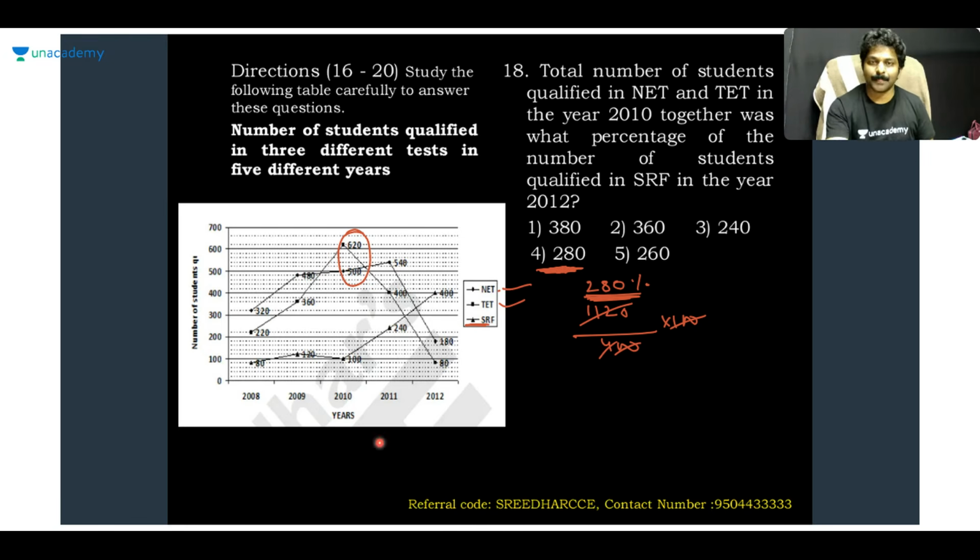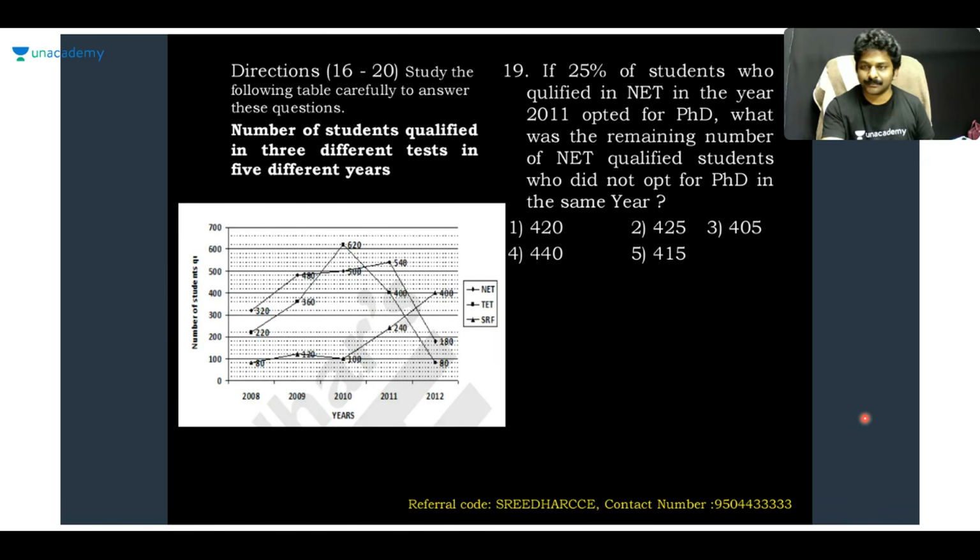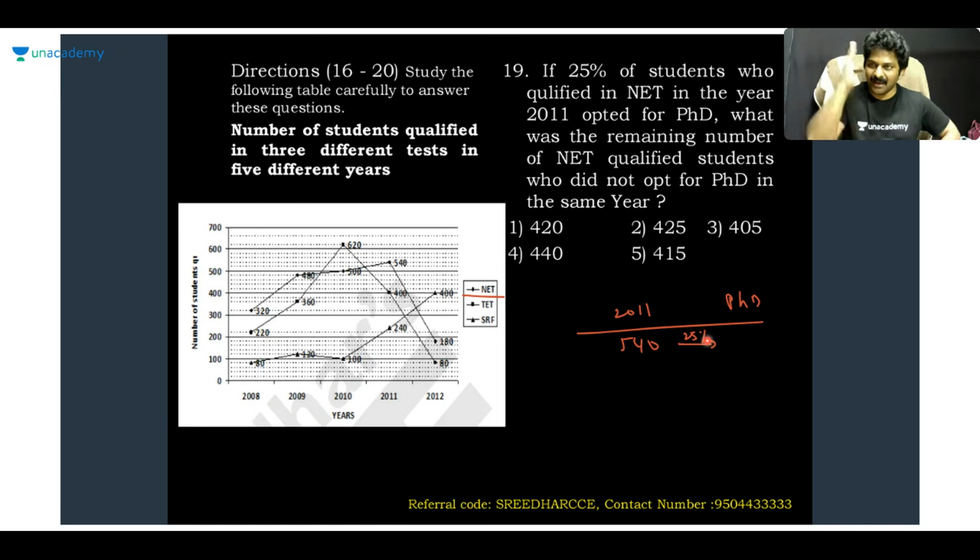Got it? Come on, next. If 25% of students who qualified in NET in the year 2011 opted for PhD, so PhD people, what percentage? 25%. NET in 2011, diamond, 540. Out of 540, we just need to calculate 25 percentage. 25% means half and half. Half of 540 is 270. Half of 270 is 135.